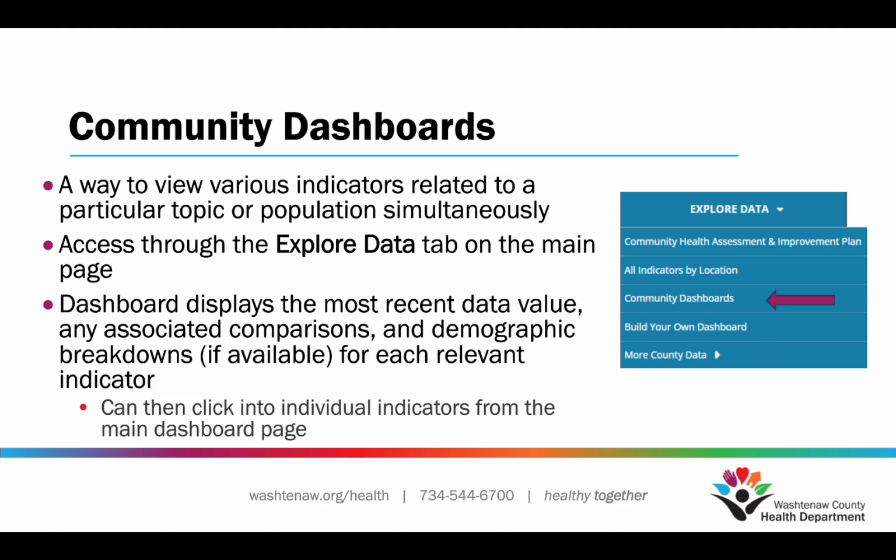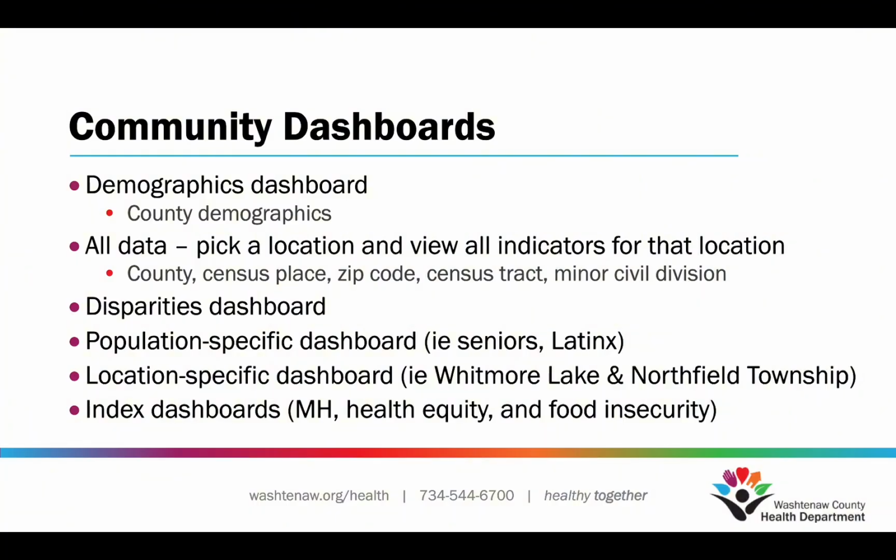The dashboard displays the most recent data value, any associated comparisons, and demographic breakdowns if it is available for a relevant indicator. You can then click into individual indicators from the main dashboard page. Within community dashboards, there is a demographics dashboard. This shows county demographics. You can also see all data for specific locations, a disparities dashboard, population-specific dashboards, location-specific dashboards, and index dashboards.